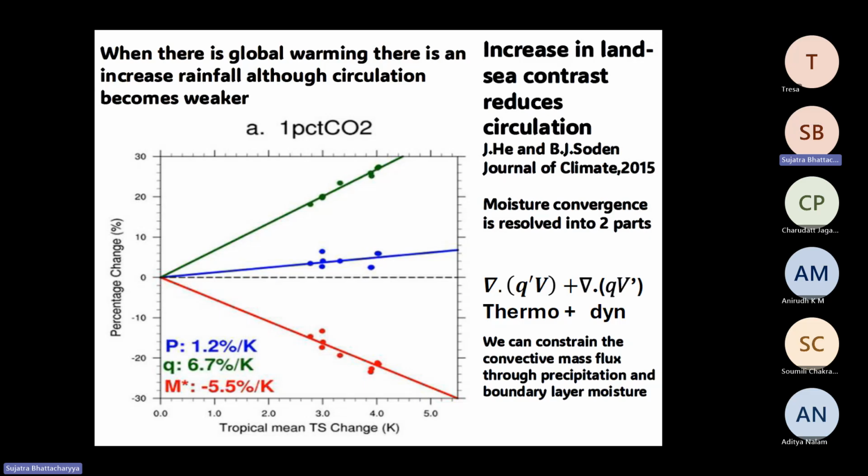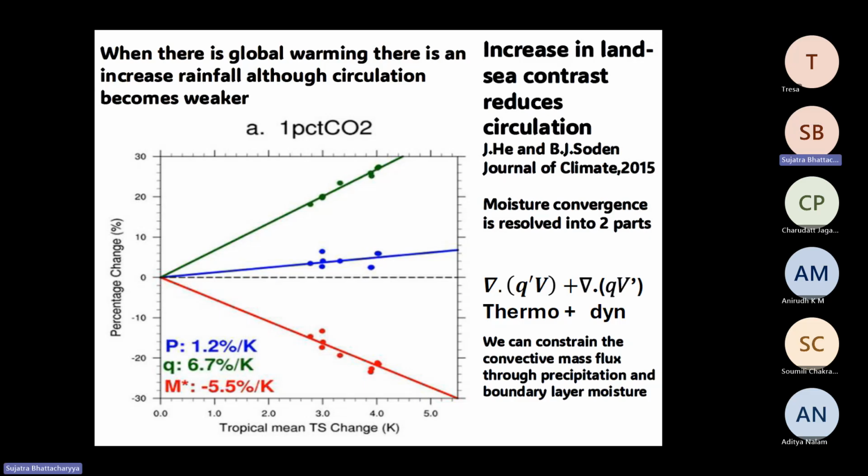Now the standard procedure in almost all papers published for the last 20 years is to resolve del dot QV into del dot Q'V and del dot QV'. This is the perturbation in moisture, this is the perturbation in wind, and the traditional way, almost everyone does it, is to say this is thermodynamic and this is dynamic. But that's wrong, though it is very popular in our field.